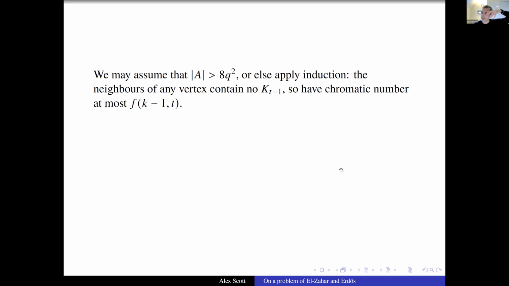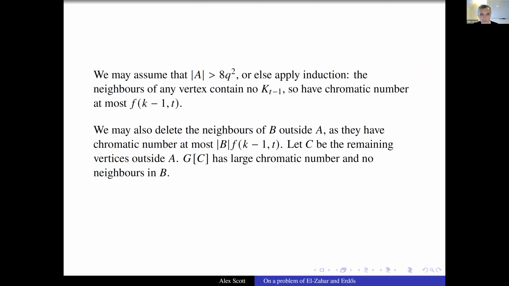So if we take A and all the neighbors of A, if A is small, then altogether the chromatic number is not too large. So the non-neighbors of A have large chromatic number. So we can just take a suitable piece of A, anything with large minimal degree, and the non-neighbors of A have large chromatic number, and we found the pair of subgraphs that we're after. Okay, so we can assume that A is large, and 8Q squared is large enough.